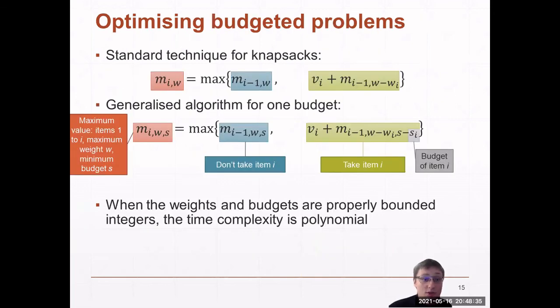In this case, what you have to consider is the third index for the minimum budget for your solution. You still have the decision to take the item i or not. And you have to change a bit the recursion to consider the budget of the item that you just took. So with this, and based on the bounds that you can define, you can still get a polynomial time complexity for budgeted knapsacks.